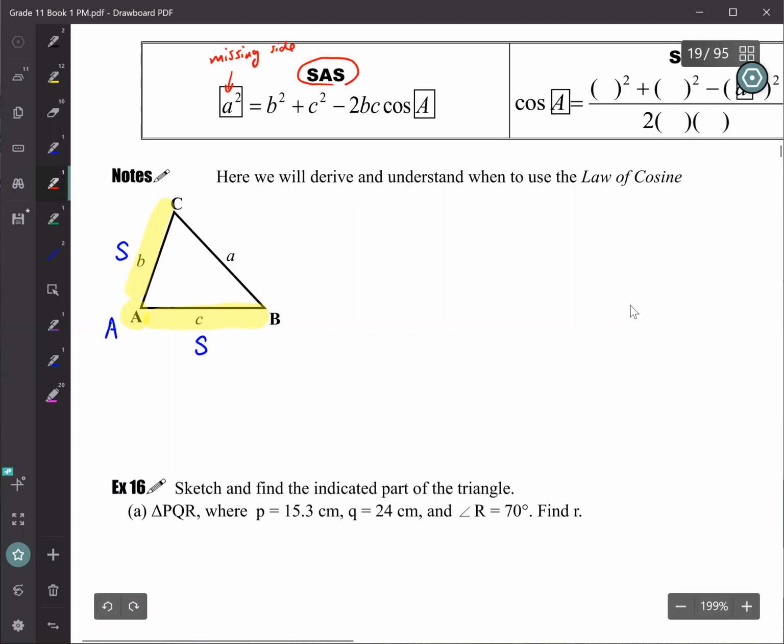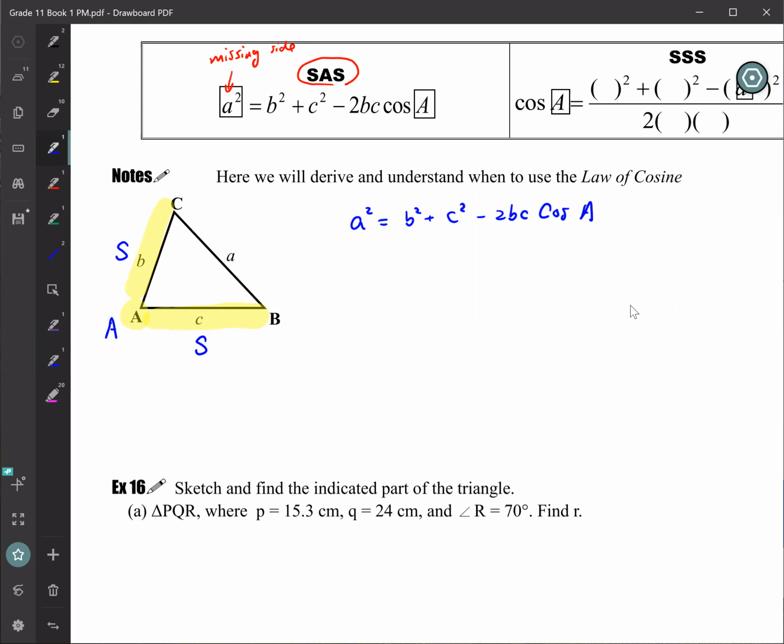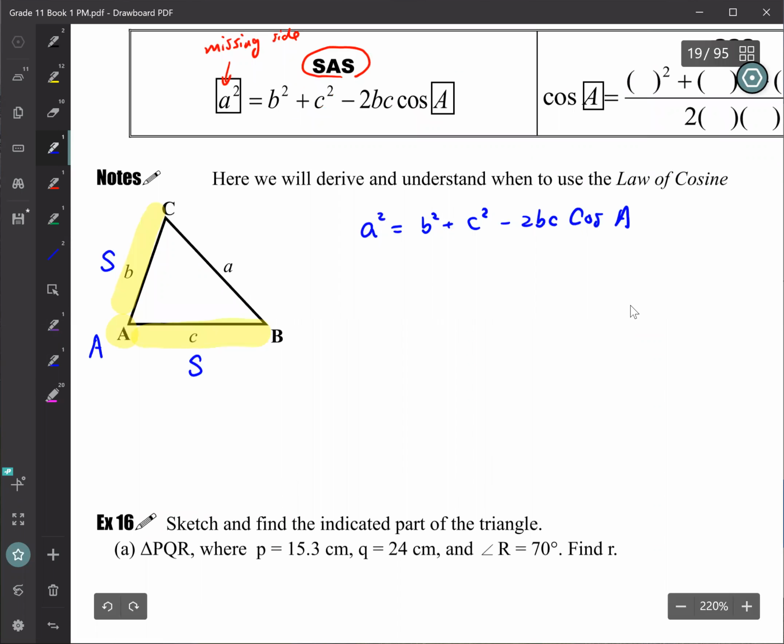Okay, so let me write this out first. You guys can also copy this down in the space provided. So the letters can change. Of course, sometimes they change to PQR, or MNOP, right? So don't get limited to the letters, otherwise it's difficult to remember. So all you need to remember is the side that you want to find has to be the side that's opposite to the angle.